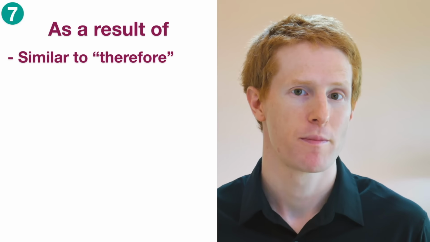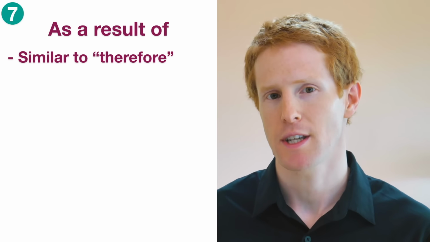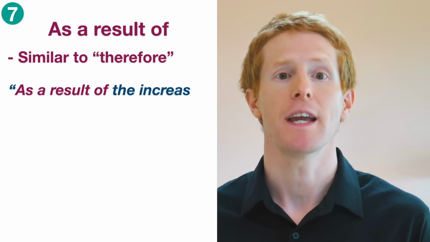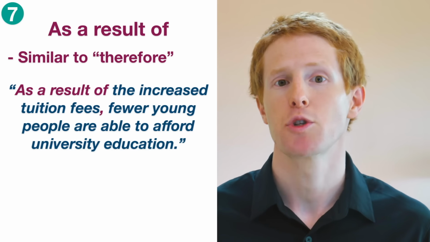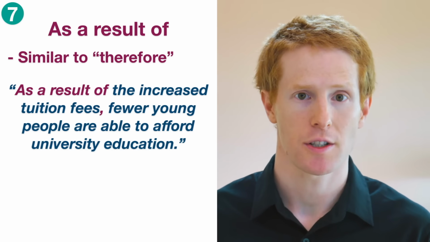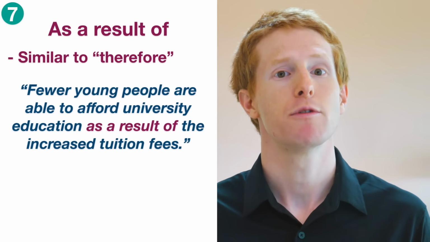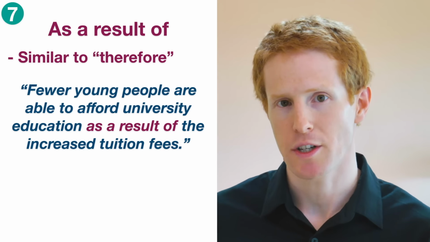Number 7 is as a result of, which is similar to therefore. We usually put it at the beginning or middle of the sentence. For example, we can say, as a result of the increased tuition fees, fewer young people are able to afford university education. Or, fewer young people are able to afford university education as a result of the increased tuition fees.